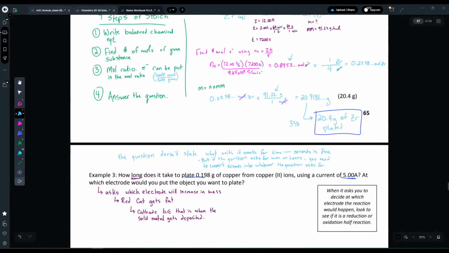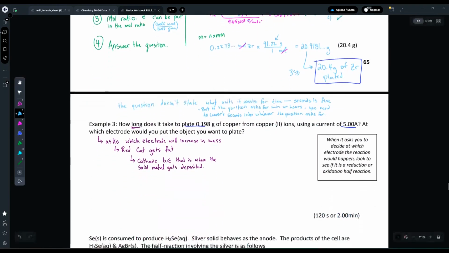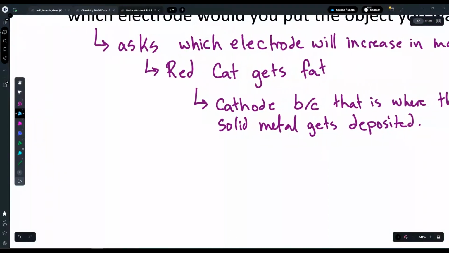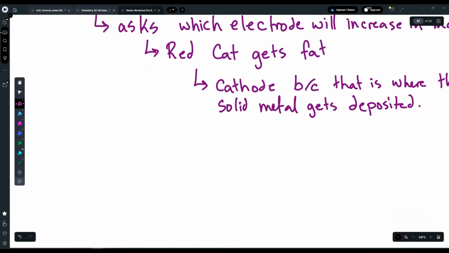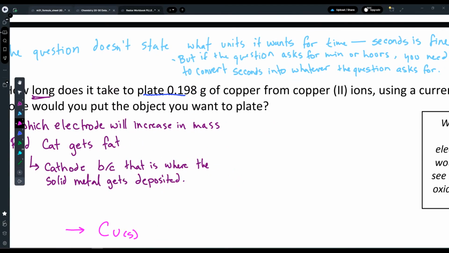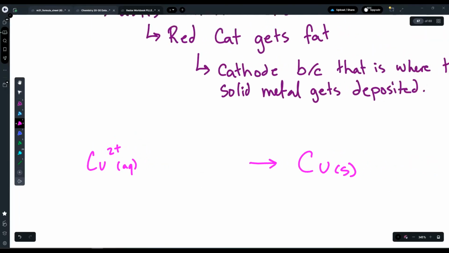Okay, so we're still going to follow the same 4 Stoich steps. So step 1, we need to start out with our balanced chemical equation. We know that we are plating solid copper from copper 2+ ions. So let's start there. Plating copper means that copper solid is our product. And it says we're doing it from copper 2 ions, so that's telling you your reactant is those copper 2+ ions. So remember, ions are always aqueous.